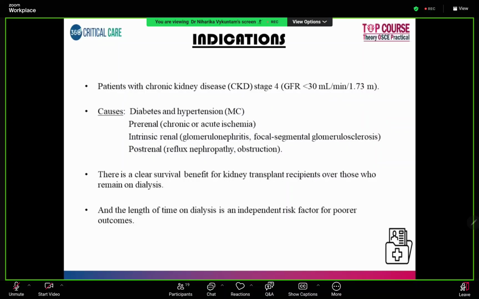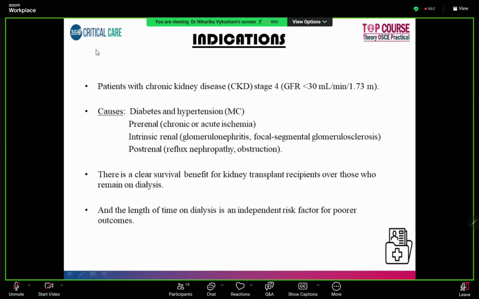So, what are the indications? The most common indication is chronic kidney disease stage 4, where the GFR is less than 30 ml per minute. Common causes for this chronic kidney disease are diabetes and hypertension, the most common causes, or it could be pre-renal, renal, or post-renal causes.